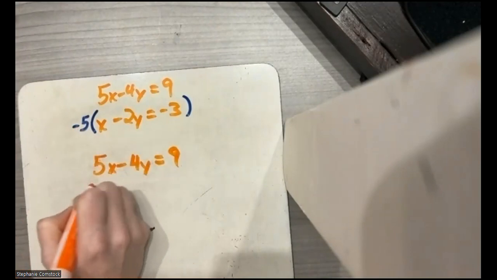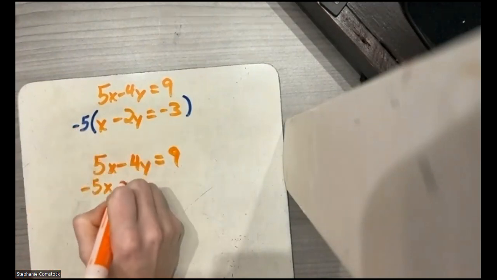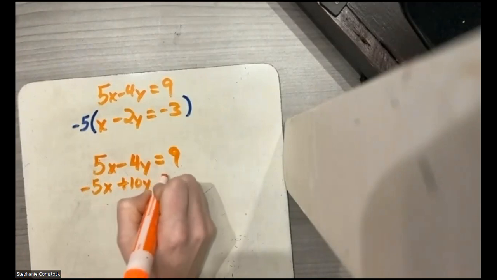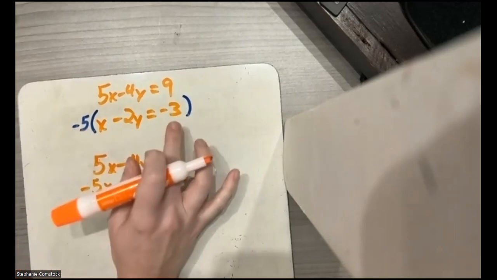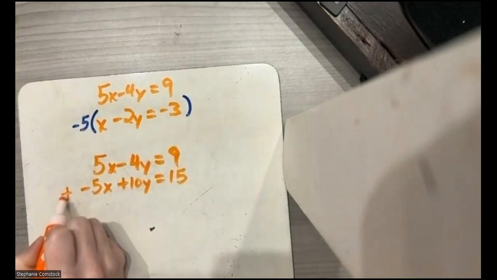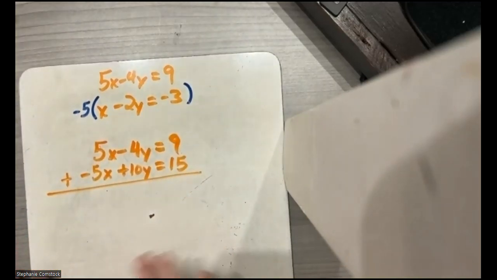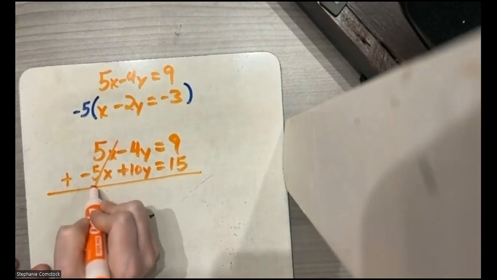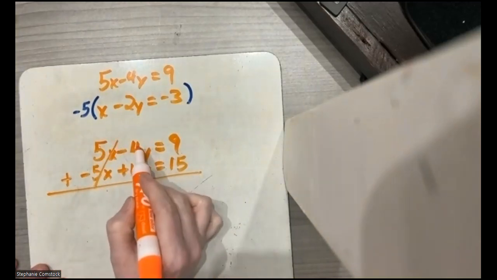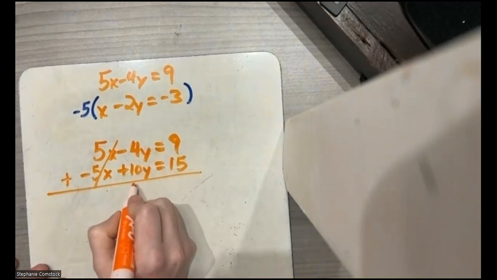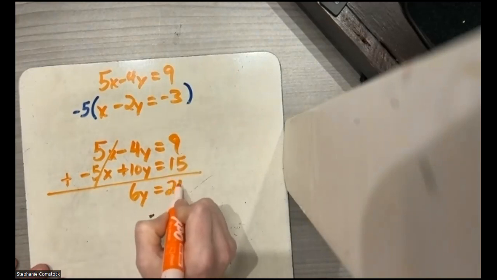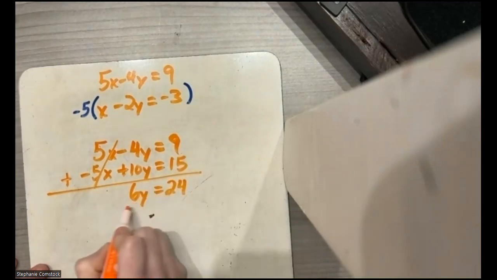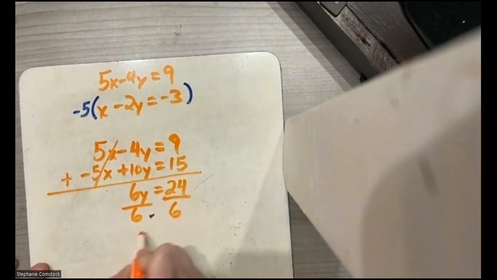and then distributing through the bottom, I've got negative 5x, positive 10y, positive 15. I can now add these two lines together. The whole reason for doing this is this 5x minus 5x will cross off. So I've got negative 4y plus 10y is 6y, and then I have 9 plus 15, which is 24. We'll then divide by 6, and we get that y equals 4.